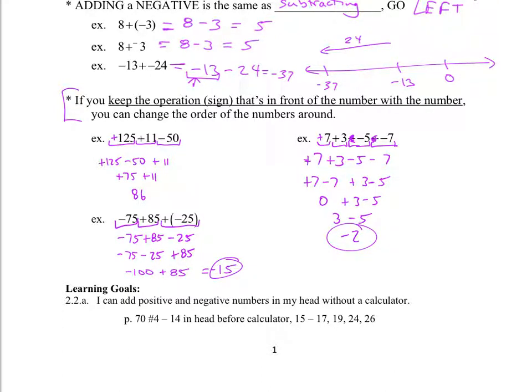So either way, reorder them or don't. That's your choice. The big goal here is, can you add positive and negative numbers in your head? Also writing some things down as well without a calculator. So we look at the assignment number 4 through 14 in your head before the calculator. Please check them with the calculator to make sure you got them right. Have fun.